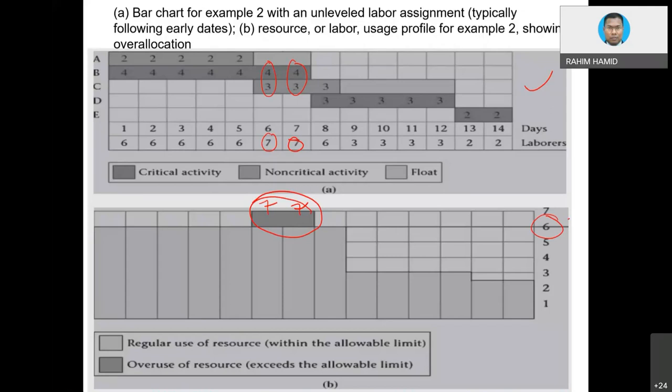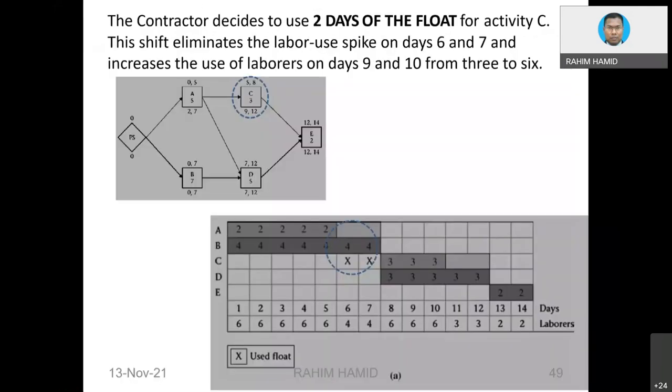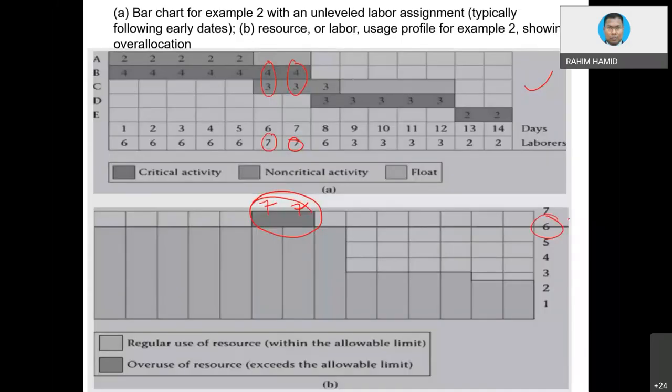Next would be resolving the problem based on resource limitation. You notice that activity C has what we call total float equivalent to 4 days. This is 4 days being shown here. If we base it on the early start, then the total float will be at the end of the bar. It will not appear in Microsoft Project in terms of the bar, but we know it based on our calculation.